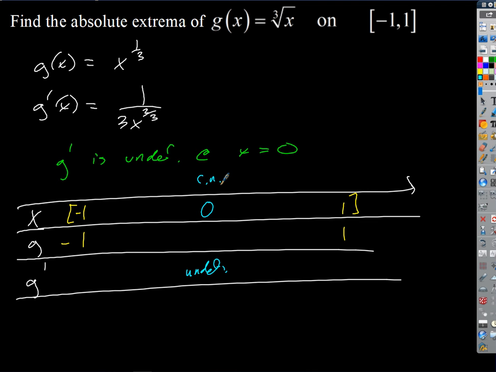And what is the value of the function at 0? Well, it's 0. The value of the derivative is undefined. What's the value of the function at 0? Sorry, 0. Okay. So what's our absolute maximum? 1. The absolute maximum is 1, and it occurs at x equals 1, right? What's our absolute minimum? -1, and that occurs at x equals -1.